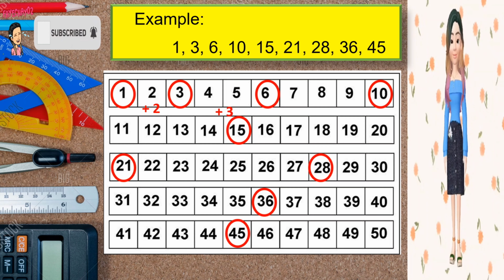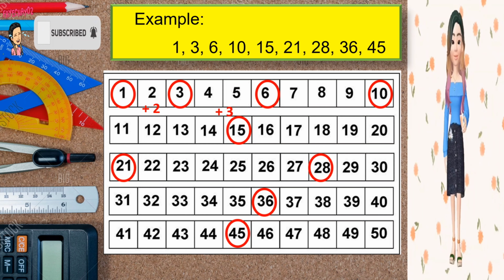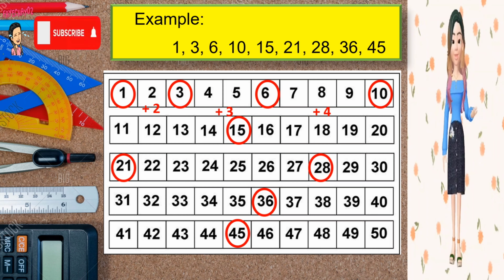Tignan naman natin ang difference ng fourth term sa third term. Bilangin natin: 1, 2, 3, 4. So, the difference between the fourth term and the third term is 4. Ibig sabihin, plus 4. So, 6 plus 4 is equals to 10.